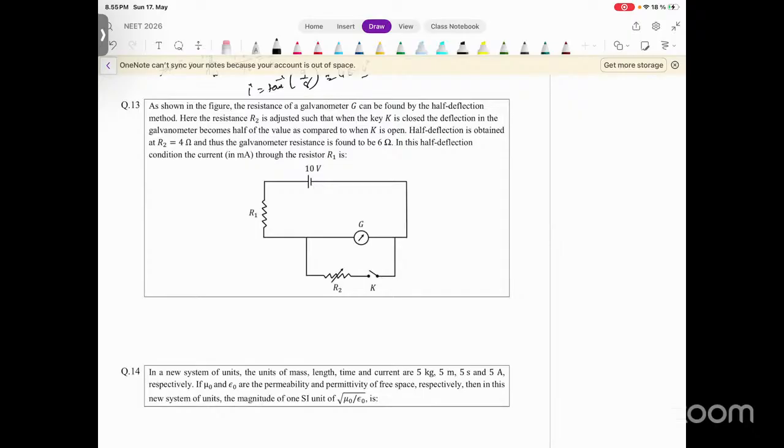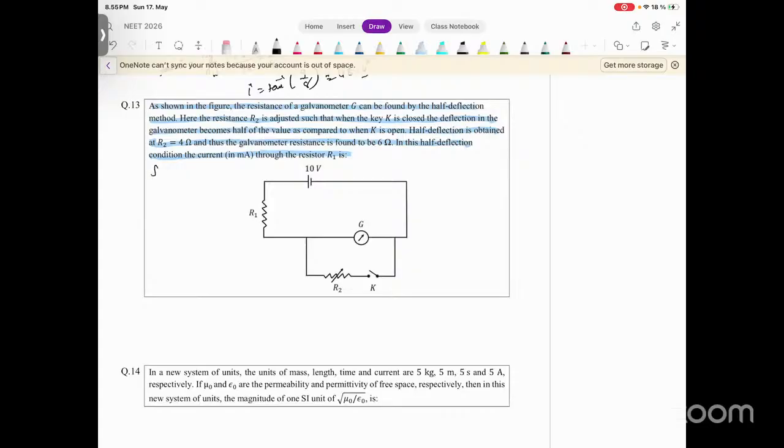Next one, wait. As shown in the figure, the resistance of galvanometer G can be found by a half deflection method. Here, the resistance R2 is adjusted such that when the key K is closed, the deflection in the galvanometer becomes half the value as compared to when K is open. Half deflection obtained at R2 is equal to 4 ohms. Thus, the galvanometer resistance is found to be 6 ohms. In half deflection condition, the current through the resistor will be equal to how much?